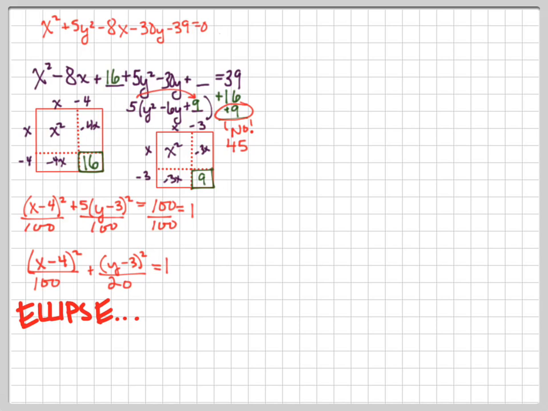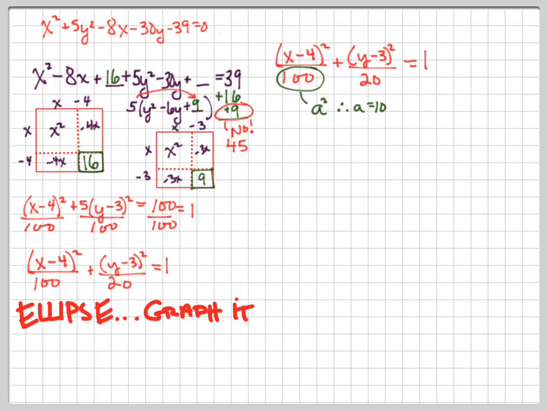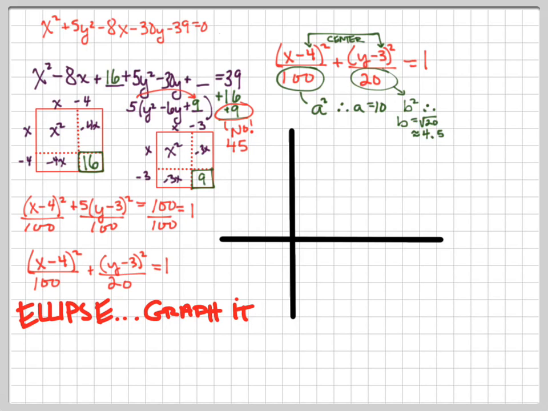So that's an ellipse. And I can see I have a major axis and a minor axis, and I can start to graph that if I need to. So if I was to graph it, I'd find the center, and from the center I can start to put the major and the minor axes on there. So A is 10, B is the square root of 20, and I have my equation for my center, and I start to graph it.